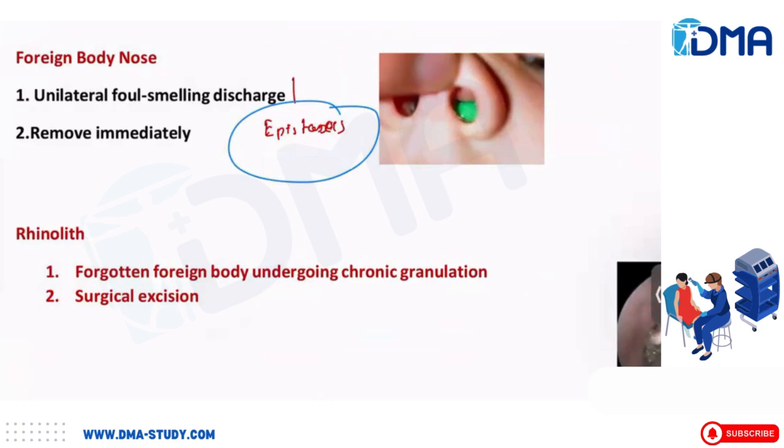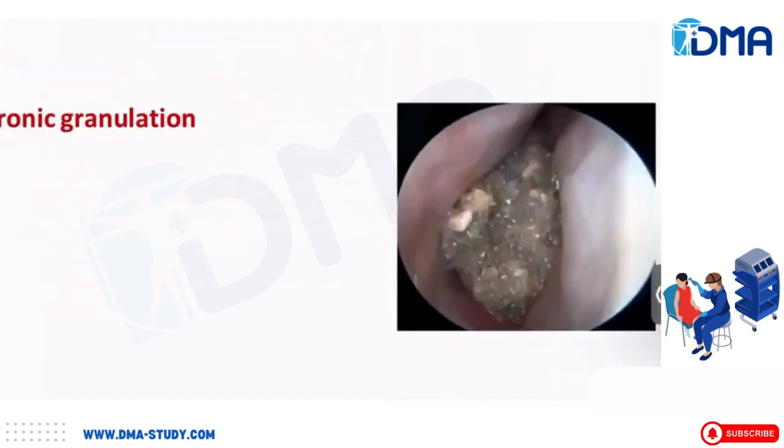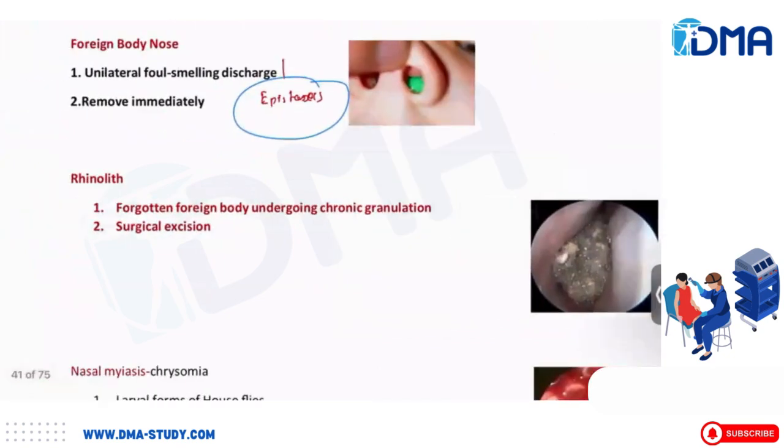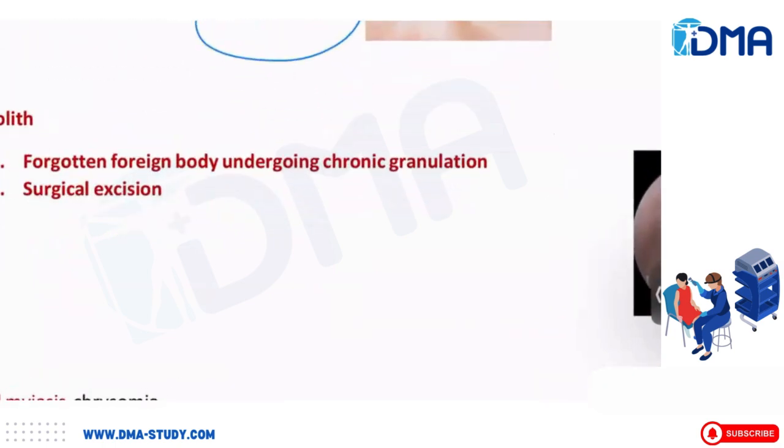For example, if a 14-year-old child, without knowing, a stone has entered the nose, they have forgotten the foreign body. A long forgotten foreign body undergoes chronic inflammation causing granuloma formation, called a rhinolith. Okay, this is a case of rhinolith. Can you see the blackish chronic lesion around the foreign body? So in this case, there will be invasion of the tissues also. You should do a surgical excision as early as possible.